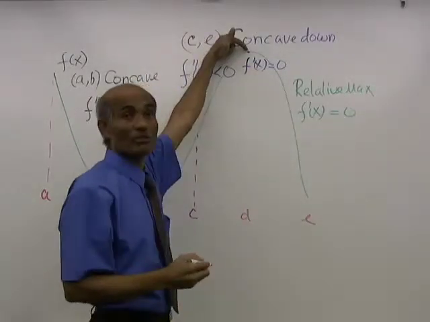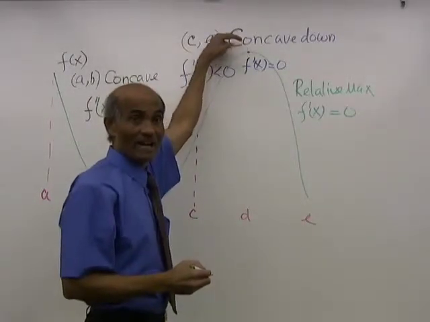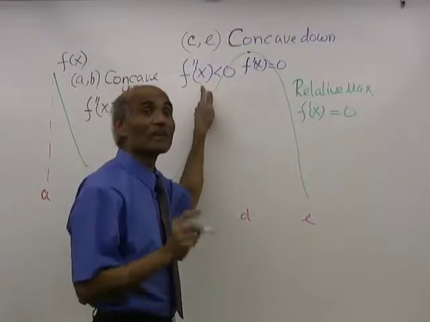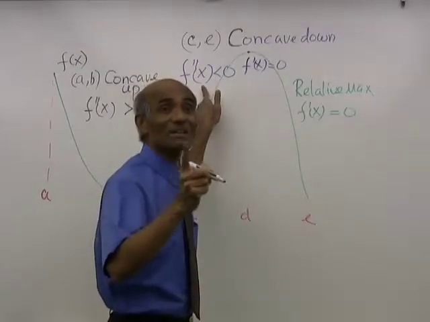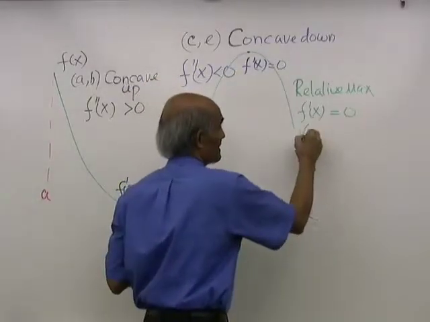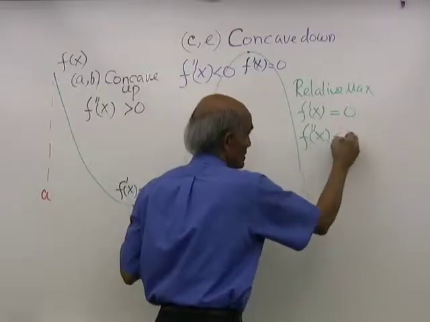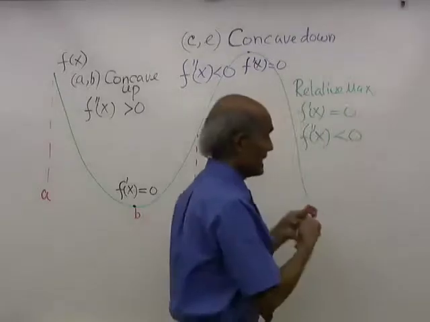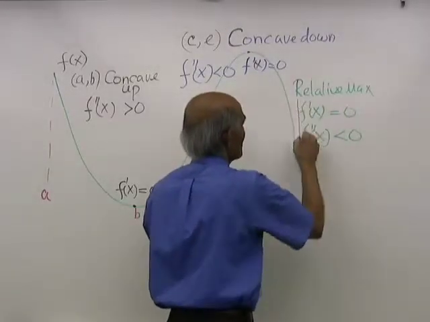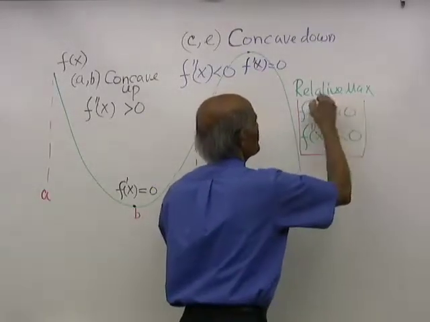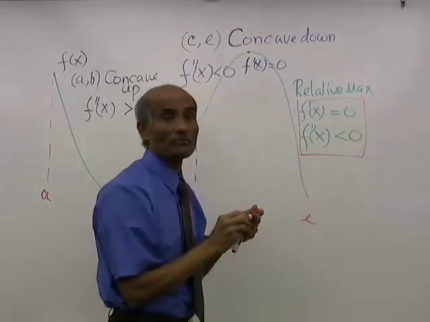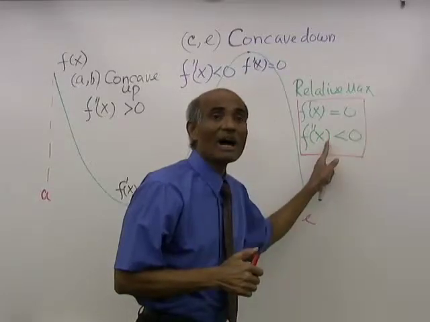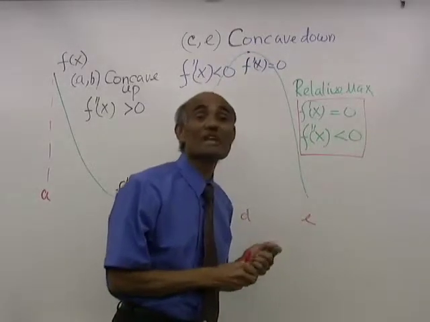Now this is a point of relative maximum, is that right? At that point, the first derivative is 0 and the second derivative is negative. Is that right? The second derivative is negative. Now, this is the condition for a relative maximum. Very important to know that. So, at a relative maximum, the first derivative is 0 and the second derivative is negative.